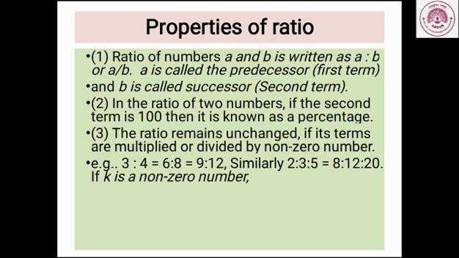Similarly, 2:3:5 is equal to 8:12:20. Now, if k is a non-zero number, then a is to b is equal to ak is to bk. Similarly, a is to b is to c is equal to ak is to bk is to ck.